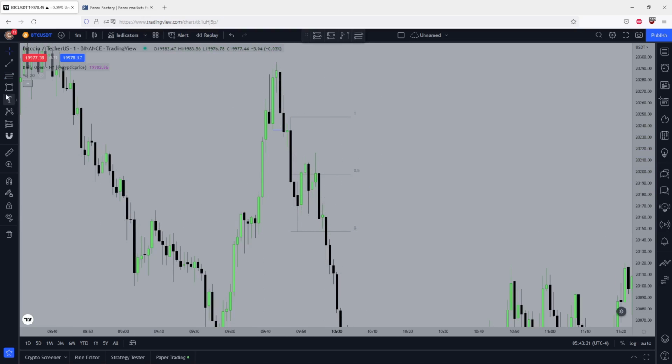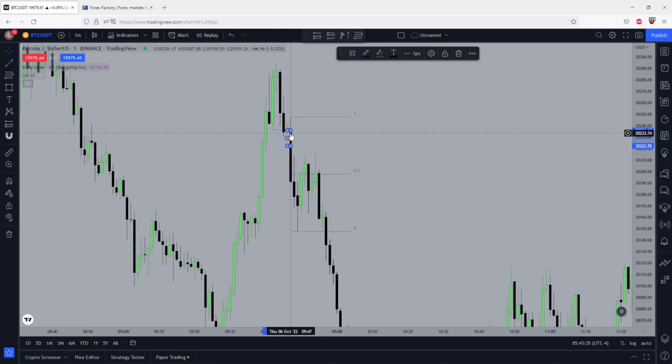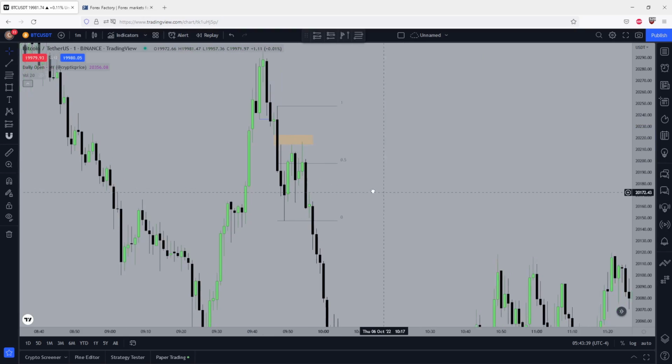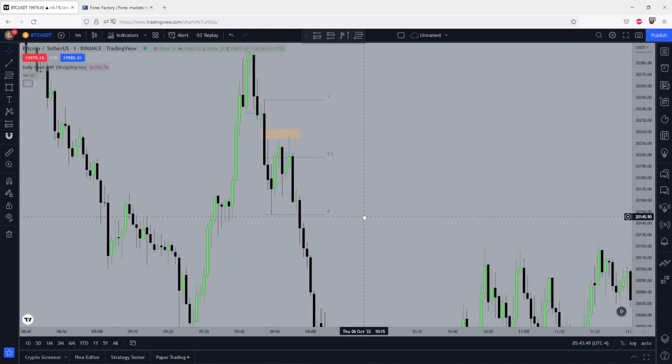we draw the fib tool. We also draw out the fair value gap right here. Now here we go, and then we see what that price does. It pushes back up into a premium, touches the fair value gap, and then it crashes down.